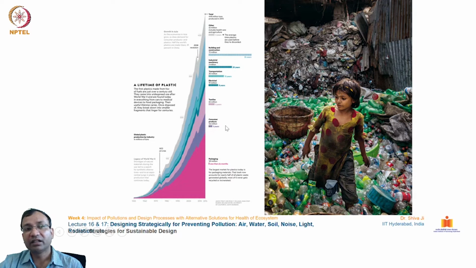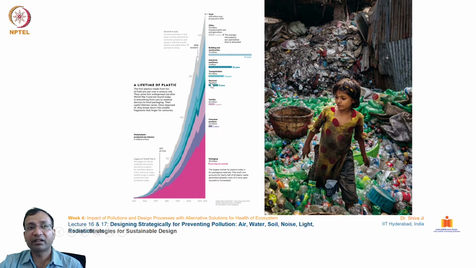It stays in the ecosystem for about 3 years. In textile-based waste, 65 million tons of this material is thrown away, and it stays there for about 5 years. You can read on the left side, as it says, after lifetime of plastics: plastics made from fossil fuels are just over a century old. They came into widespread use after World War II and are found today in everything from cars to medical devices to food packaging. Their useful lifetime varies. Once disposed of, they break down into smaller fragments that linger for several centuries. This is how it keeps on lingering in the ecosystem.